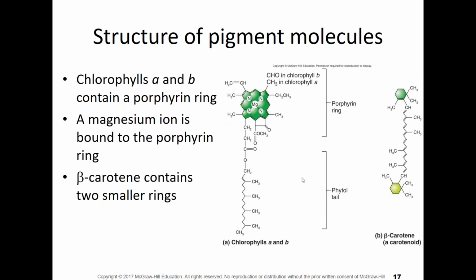Chlorophyll A and B each contain this porphyrin ring. Here's chlorophyll A, and here's beta carotene over here. In chlorophyll A, there's a CH3 hanging off of this porphyrin ring. And in chlorophyll B, it's CHO. But that porphyrin ring has a little bit of magnesium sitting in the middle of it. And that little magnesium matters. Beta carotene has two smaller rings.